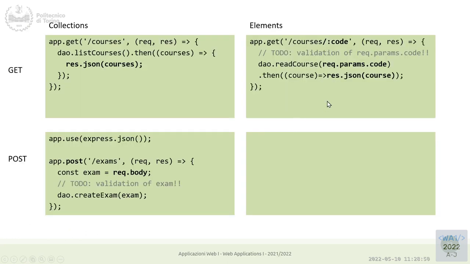And I try to summarize with these slides here basically the patterns that we have, okay? Getting a list of elements means a GET on a collection URI. And inside, what we do is query the database for a list of elements. And on the then branch, on the good branch, we just return the JSON for that. Post is what we did. We extract the body, we validate it, and of course, we need to use express.json to be able to access the body, and then call the database.